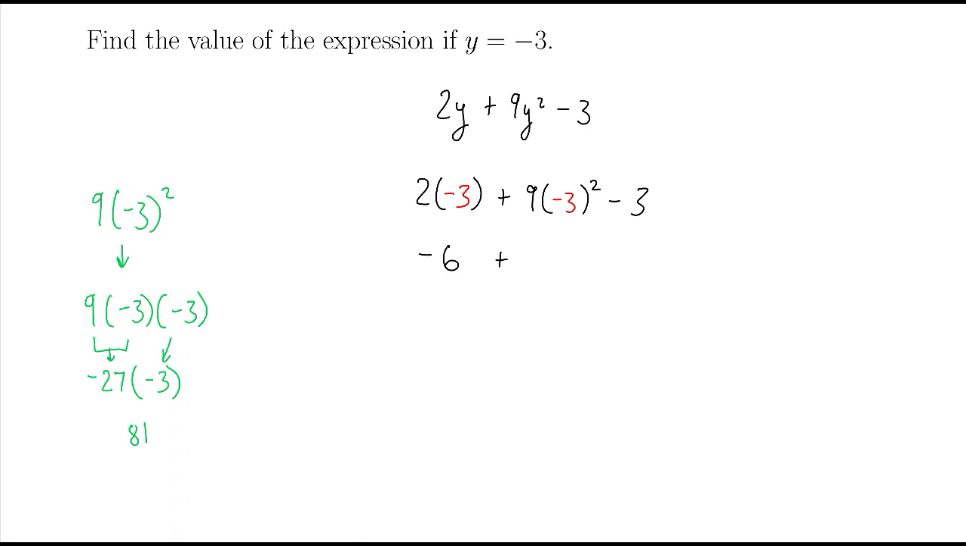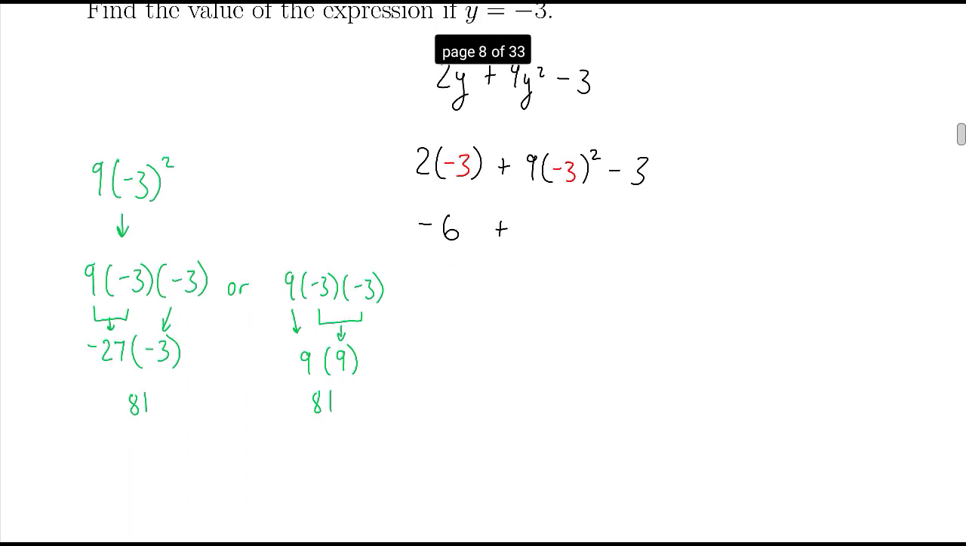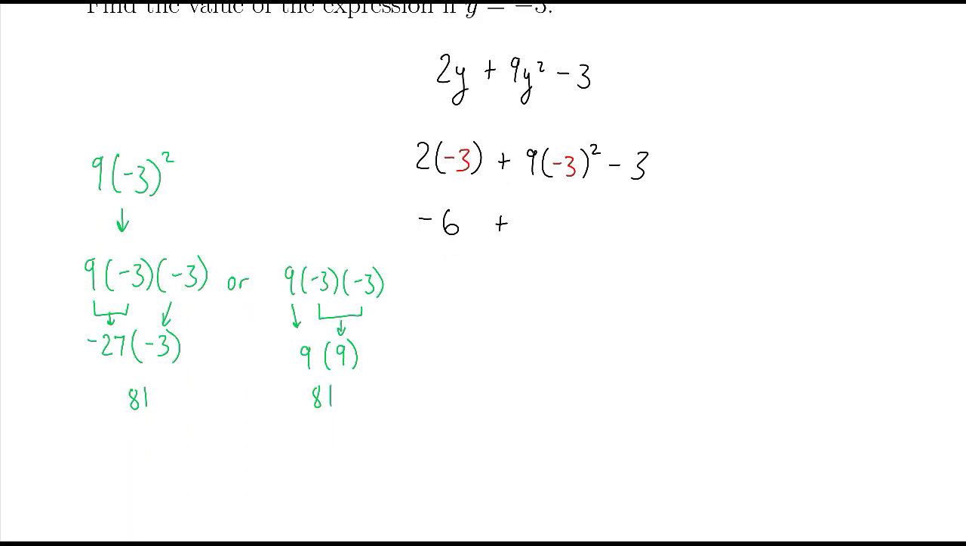Or I could do negative 3 times negative 3 first, get positive 9, bring this down, so it's 9 times 9, which is 81. Okay, in both cases, it works out okay. But what's not okay? Let's talk about what's not okay.